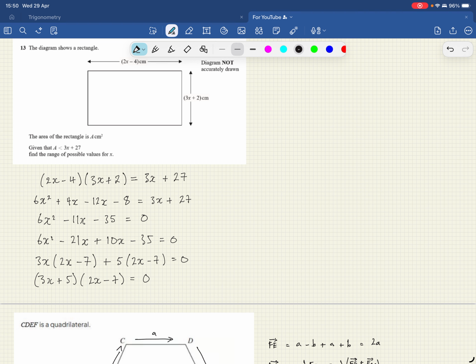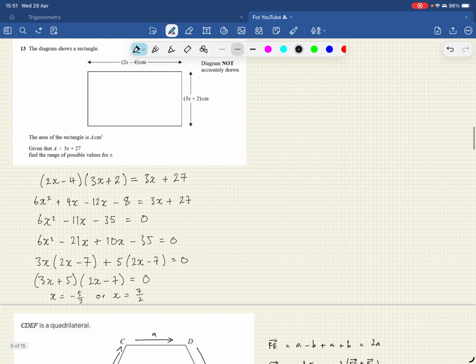And my quadratic therefore says, if I just envisage 3x plus 5 equals 0 or 2x minus 7 equals 0, that gives me x equals minus 5 over 3, or x equals 7 over 2.